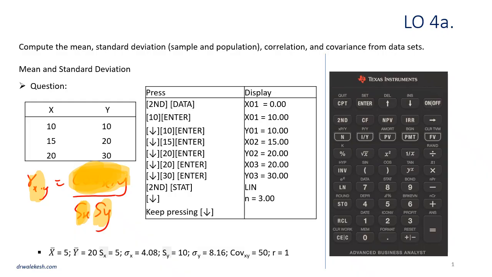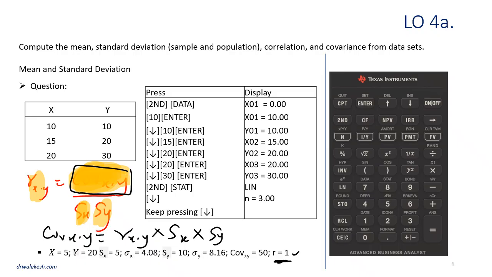So now, if you are interested in the covariance of x against y, it will be the correlation, which your calculator will have computed for you, times the standard deviation of x, which your calculator will have computed for you, and the standard deviation of y, which your calculator will have computed for you. So what you just need to do is to multiply all of these across board to get your covariance.